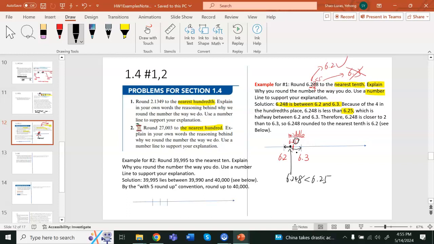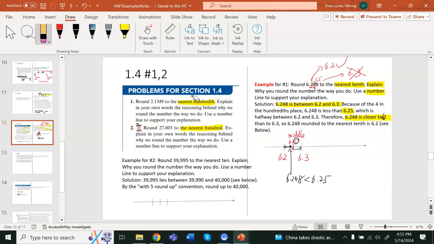Okay, and so here, this sentence is very important. Why did you round it down to 6.2? Because 6.248 is closer to 6.2 than to 6.3. So we round it down, rounded to the nearest tenth, and that is 6.2. So when you see the word nearest, it really has to be the nearest, or closest, you can say.